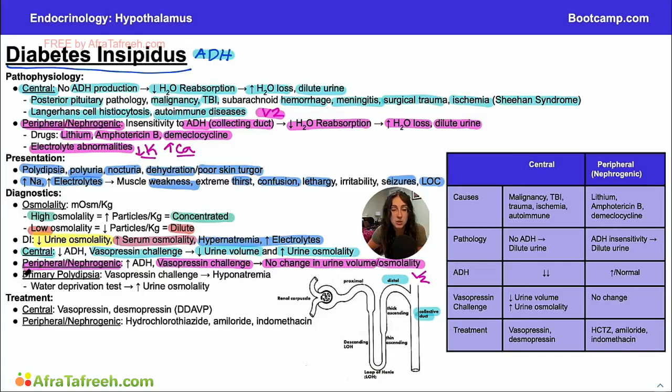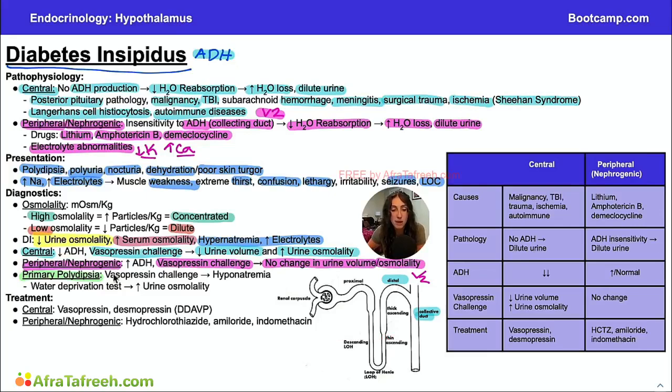Now, in conjunction, I also want to mention primary polydipsia, which can kind of masquerade as diabetes insipidus in a test question. So primary polydipsia just means that you are super, super thirsty and you are drinking a lot of water, but it's kind of more of a psychological drive to drink water, if you will, rather than actually a physical thirst. So you're just drinking a ton of water, and because you're drinking a ton of water, that is why you're going to have increased urinary volumes.